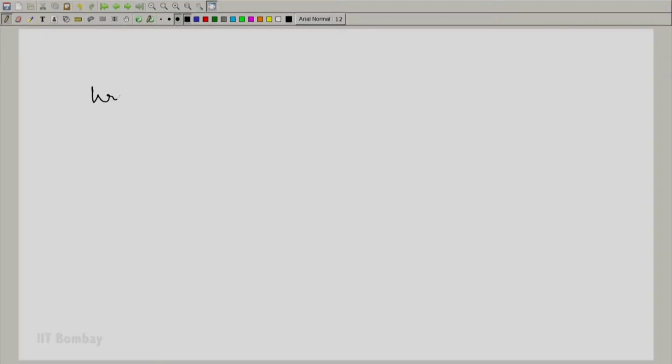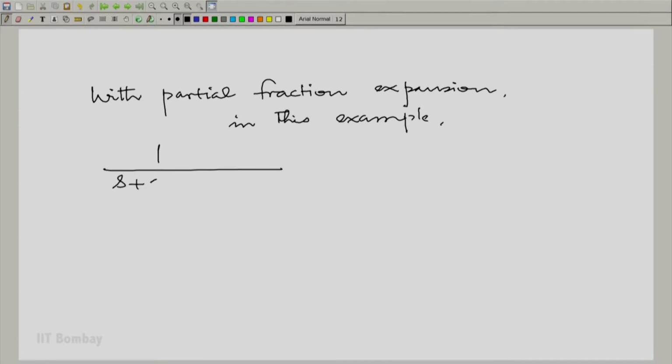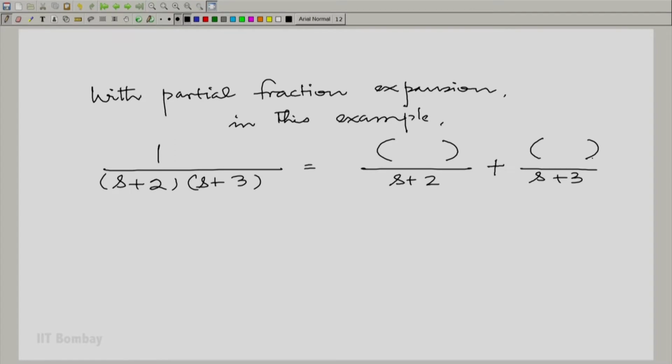Now, we have seen how to handle a rational Laplace transform. In fact, we have discussed what is called the method of partial fraction expansion, and in that process we can identify individual simple terms which we can invert. So, let us make a note of that. So, with partial fraction expansion in this example also, this is the form of a partial fraction expansion and we need to fill up these numerators here.